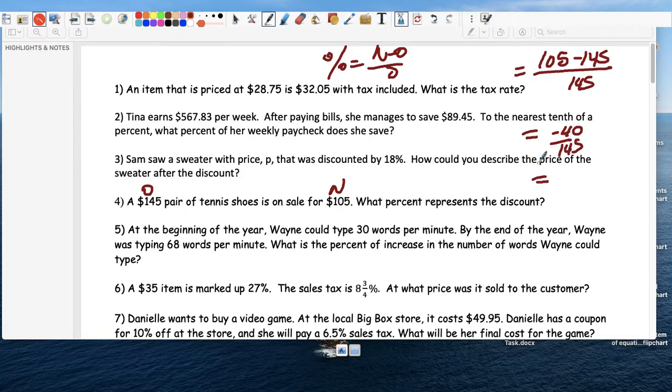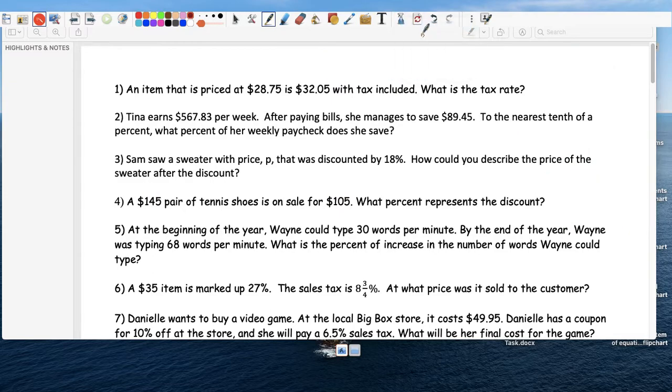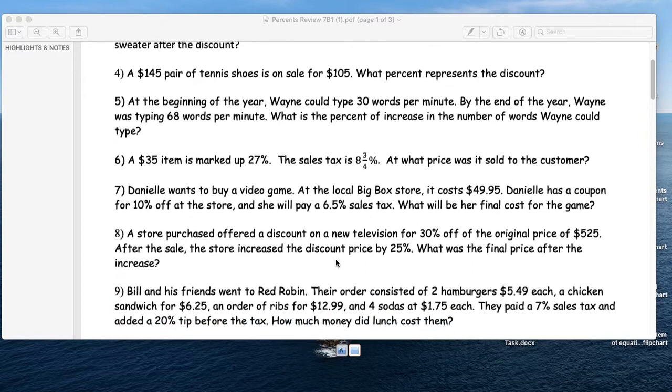So 40 divided by 145, we're going to get negative 0.27586, etc., etc. We don't care about the rest. We're going to move this 2 over. Percentage-wise, negative 27.59%. Okay, so that's how much it was discounted. All right, so we're moving. Maybe this won't take that long.